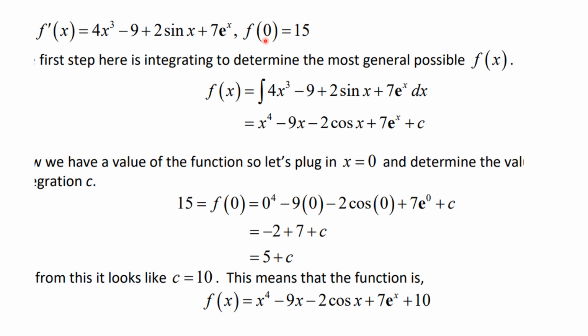But now I can use this information to figure out what c is. So I'm going to plug this in. I'm going to say 15 is f of 0. I put 0 everywhere. Now e to the 0 is 1, so that's going to be 7. Cosine of 0 is 1. And so I get this. So 15 is equal to 5 plus c. That means c is 10. That means my answer is this one. And so you see, I know what the constant is for this problem.